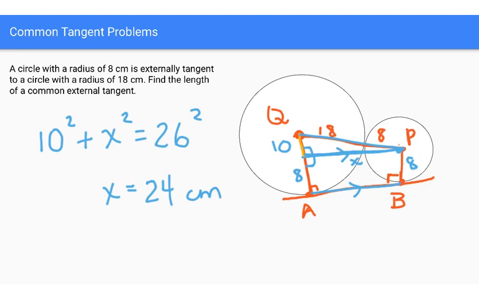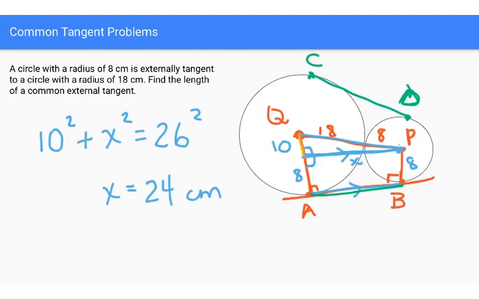Think about this and justify to yourself too: if I were to do my common external tangent on this side, let's call it CD, would that have to be the same length as the distance from A to B? Absolutely you would, and you can go ahead and try to prove that to yourself. Now go ahead and try some of those problems and see how you do.